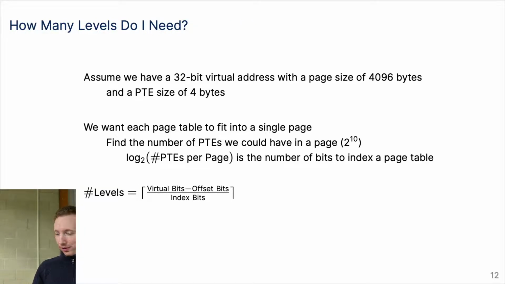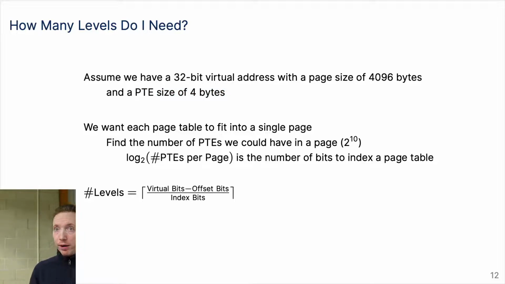So another question too is, how many levels of page tables do I need? It depends on the size of your virtual address. Here's an example for the pre-2000 era when we had 32-bit processors. If we have a 32-bit virtual address and our page size is 4096, well, since we're on a 32-bit machine, our page table entry is only 4 bytes now because we have less memory. So we actually have more room for entries on a single page.